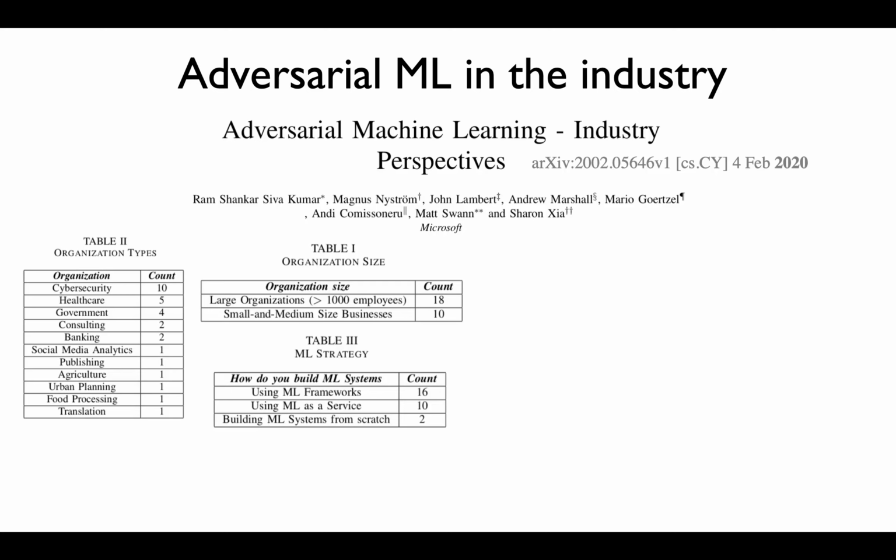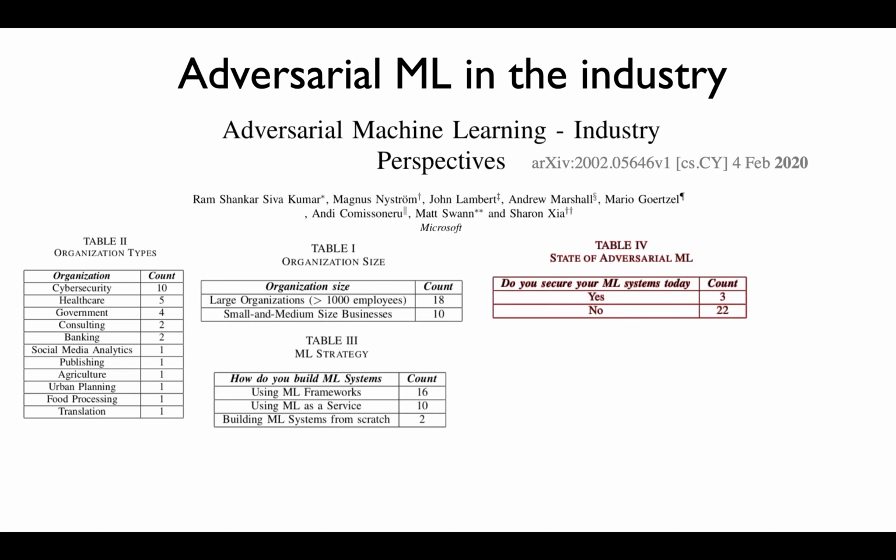When they were asked about what kind of ML strategy they're using, people typically replied that they make use of ML frameworks or they make use of ML as a service. Very rarely do companies make use of ML systems built from scratch. So when they were asked about their practices in terms of adversarial ML, most of them replied that they do not have a security system in place for their ML systems. 22 out of 25 people mentioned that they do not have a proper security system.